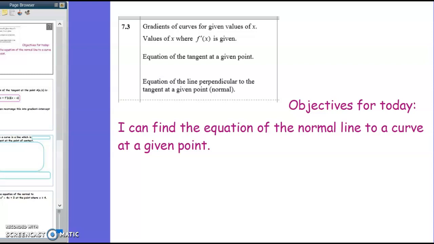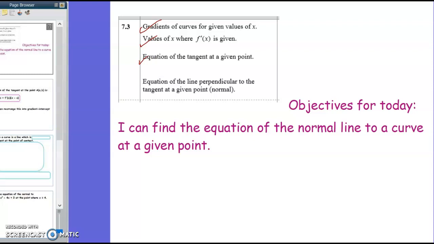Everyone, we're going to finish section 7.3 today. So you can see on our screen here all the things from 7.3. We already did gradients. We already did finding the gradient at a particular value of x. We already did the equation of the tangent line.